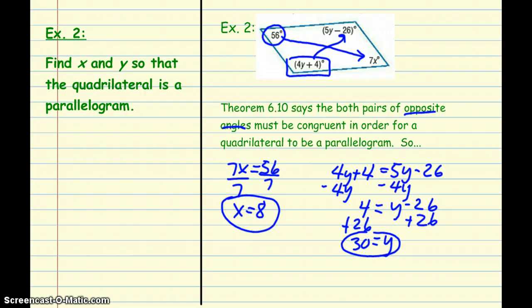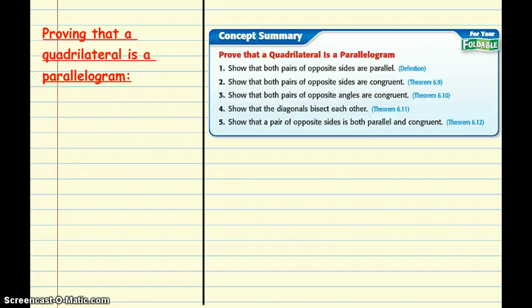Okay, so let's take a look at our next slide, which is a different concept summary of how to prove that a quadrilateral is a parallelogram. These statements here actually get at the definition and those 4 theorems that we mentioned a couple of slides ago. For me, it just kind of simplifies it. Again, both pairs of opposite sides must be parallel, both pairs of opposite sides are congruent, both pairs of opposite angles are congruent. We know that if the diagonals bisect each other, then it's a parallelogram. And then if one pair of opposite sides is parallel and congruent. So just a summary.